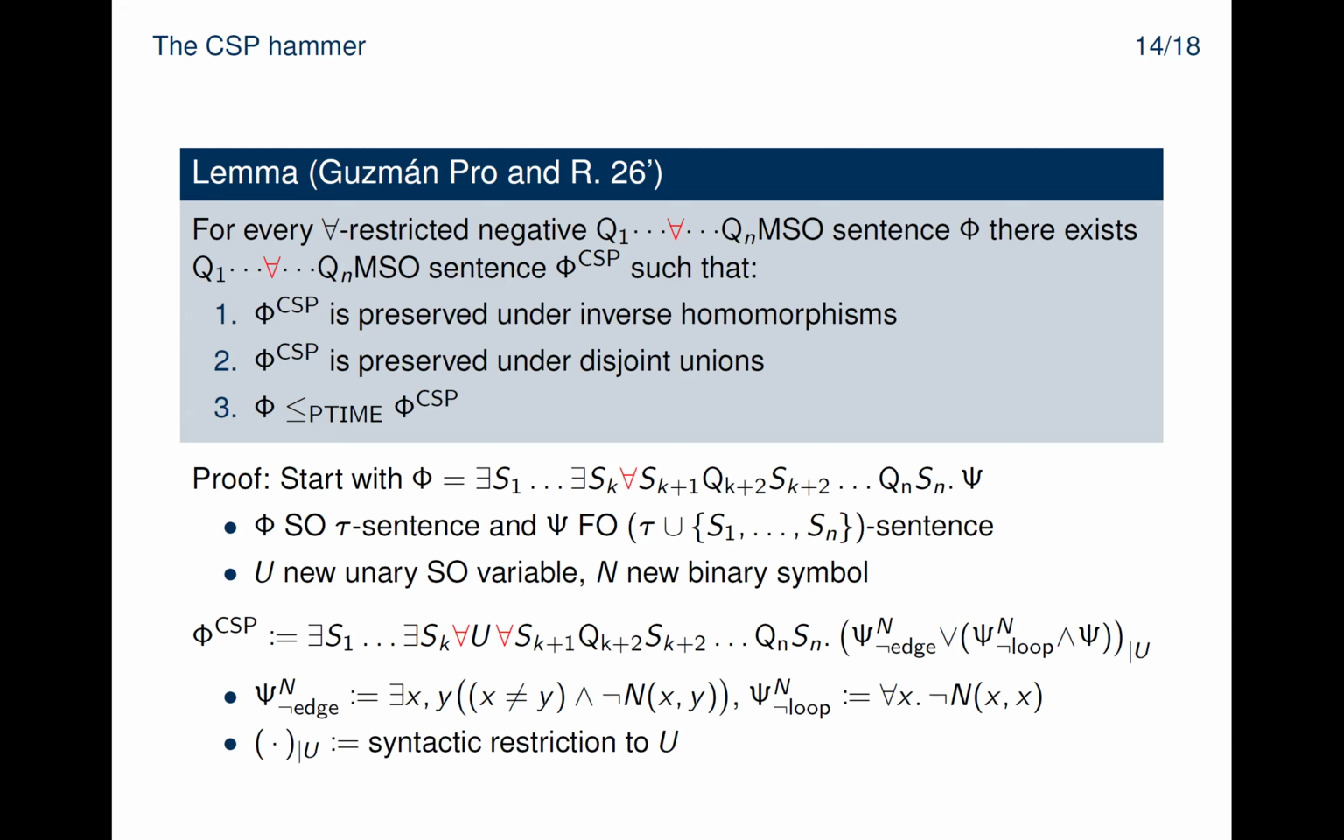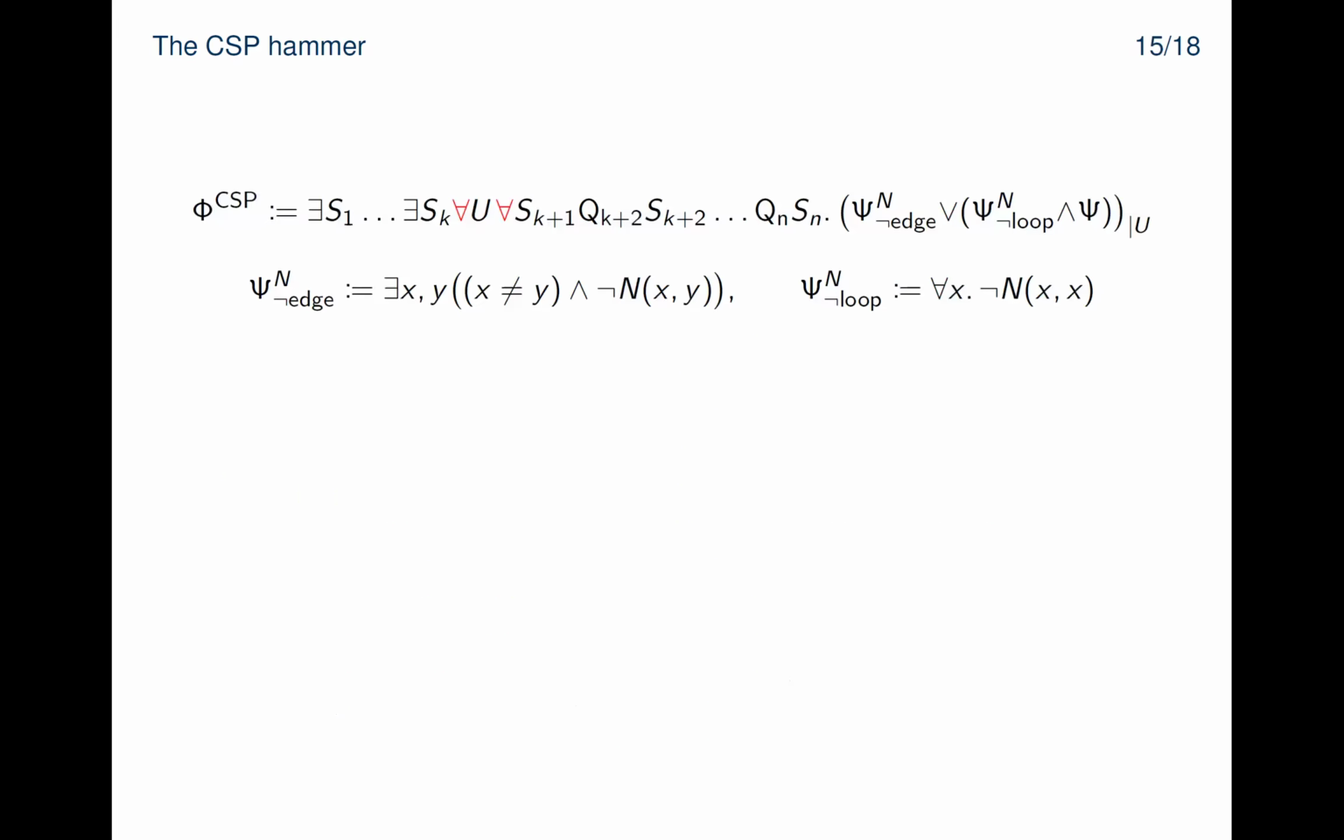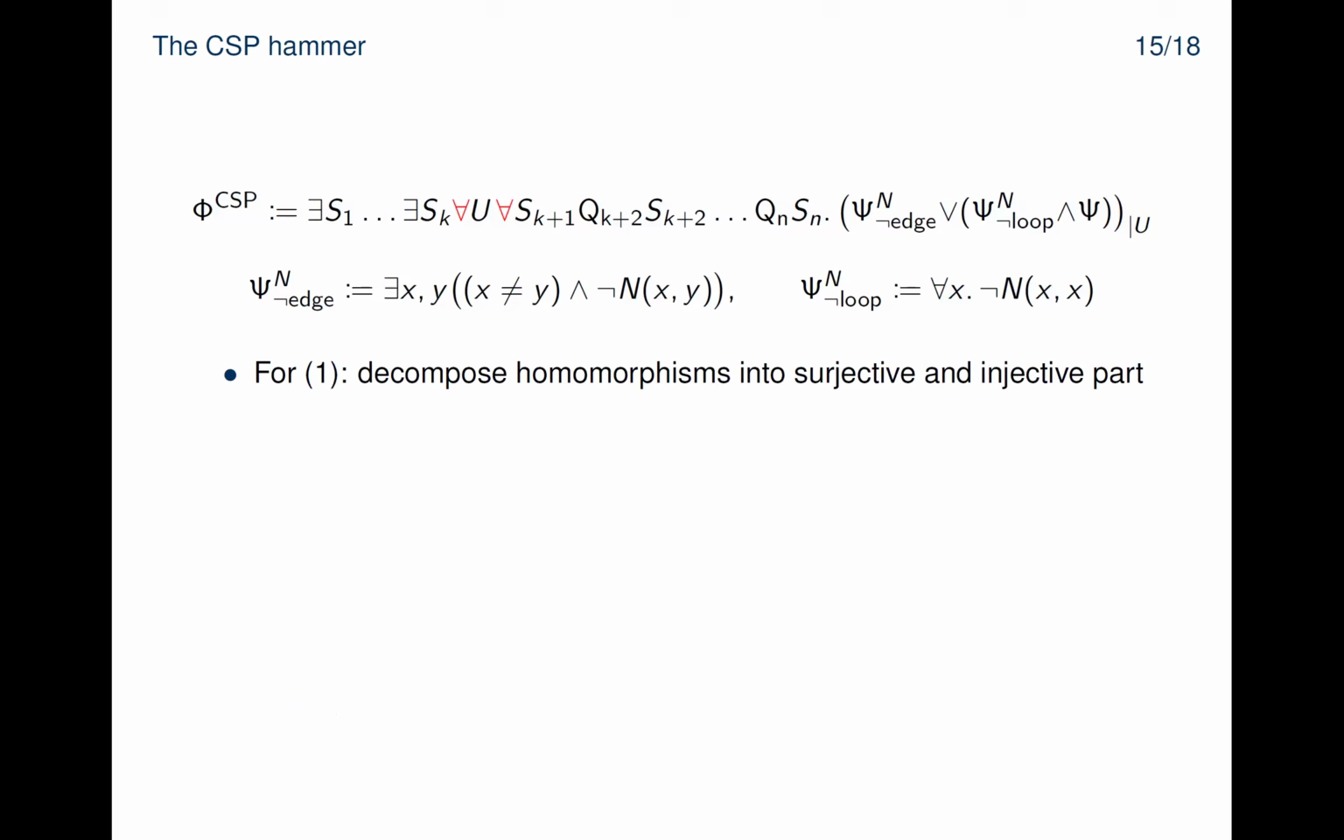And then what we additionally do is we restrict this expression syntactically to the predicate u, right? It's a general construction from logic where you just relativize the sentence to u so that existential variables have to be evaluated in u, and the evaluation of universal variables only matters in u. Okay, so just to keep in mind what the construction looks like. Now we want to prove these three properties that I promised. So for the first property, which is preservation under inverse homomorphisms, we first decompose a homomorphism into a surjective and injective part, right? Every homomorphism can be first viewed as something surjective and then injective.